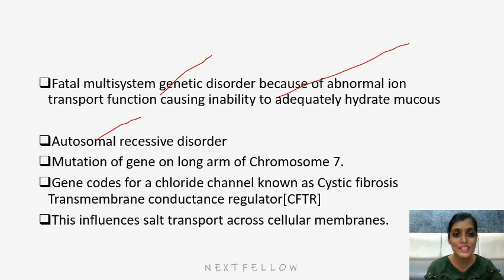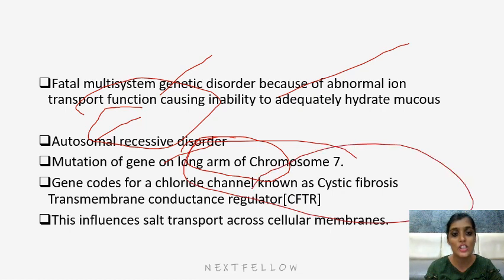The mutation of the gene is present on the long arm of chromosome 7. The gene codes for a chloride channel known as cystic fibrosis transmembrane conductance regulator, that is CFTR. Important MCQ: it is autosomal recessive and it is present on chromosome 7. The gene is the CFTR conductance regulator gene. It influences salt transport across the cellular membranes.